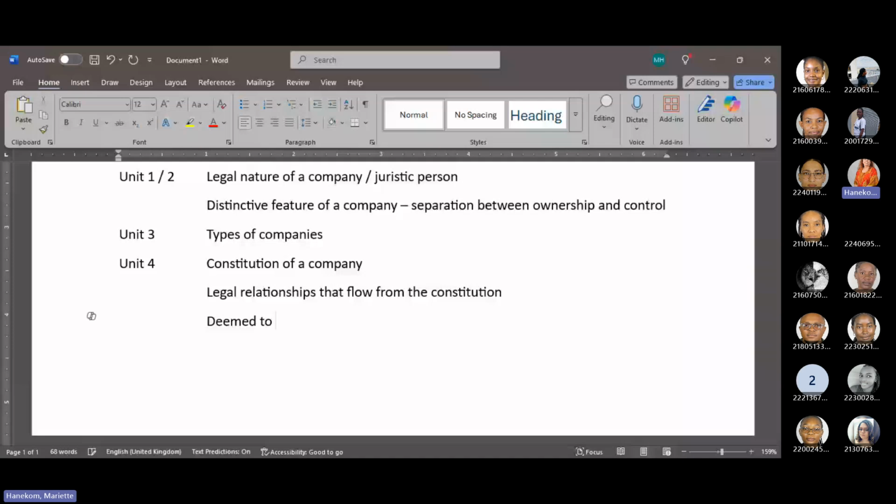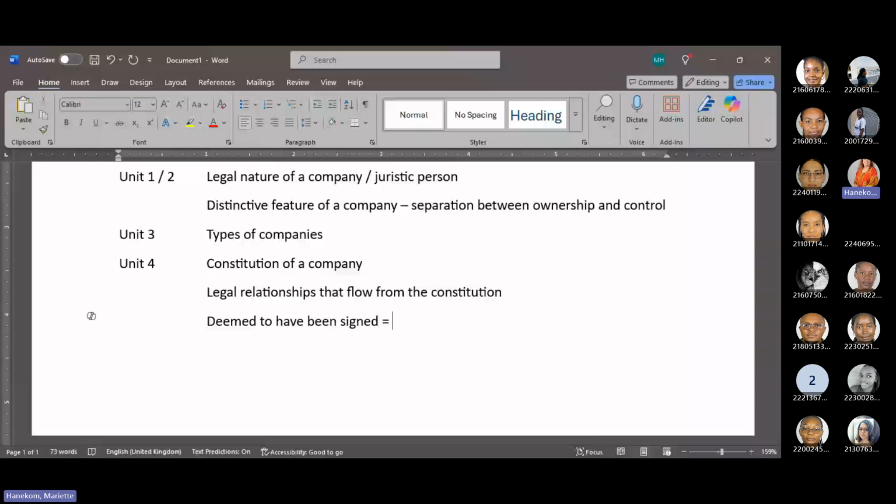So never tell me that Johnny, who became a shareholder 5 years after the company was registered, signed the contract or signed the Constitution. No, he didn't. When you become a shareholder, a member of a company, you don't go to BIPA and sign the Constitution. It is deemed to have been signed.